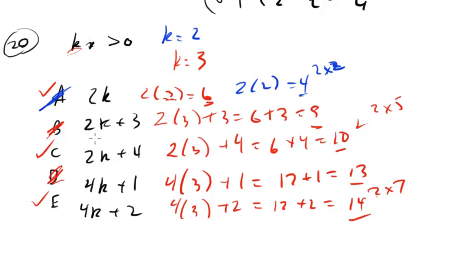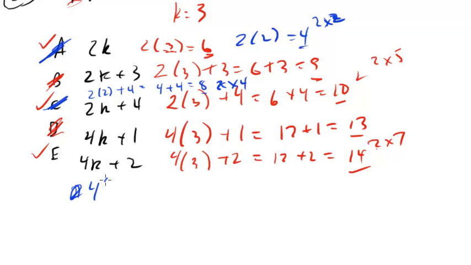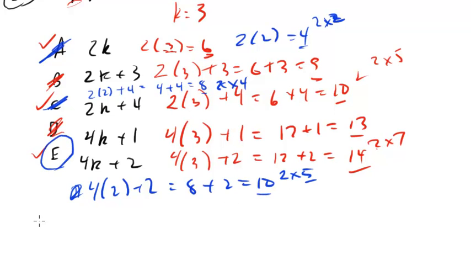How about C? 2 times 2 plus 4 is going to be 4 plus 4, which is 8. So it's even, but it's 2 times 4. It's not 2 times an odd integer, so no good. So E better work. 4 times 2 plus 2 is 8 plus 2, which is 10. 10 is an even integer, and it's 2 times 5, which is an odd integer. So the answer here is E.